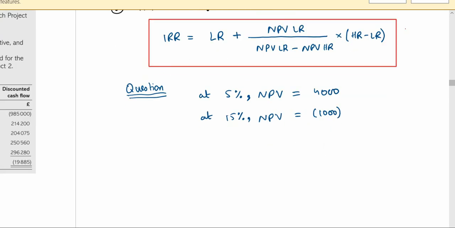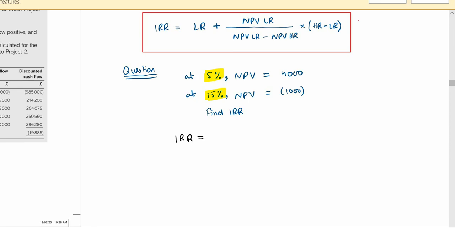The examiner is asking to find IRR. Now we know that this is the formula. First of all, for the IRR, we are going to write the lower rate. What is the lower rate, 15% or 5%, whichever is lower? 5% is the lower rate, so we just write 5 here. You can write 5 or 5%, it's up to you.